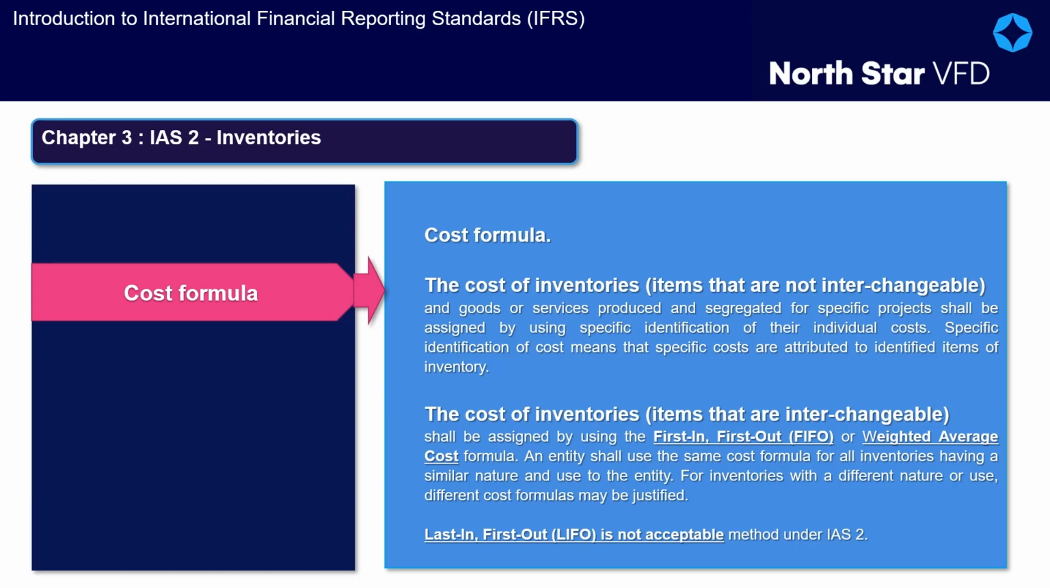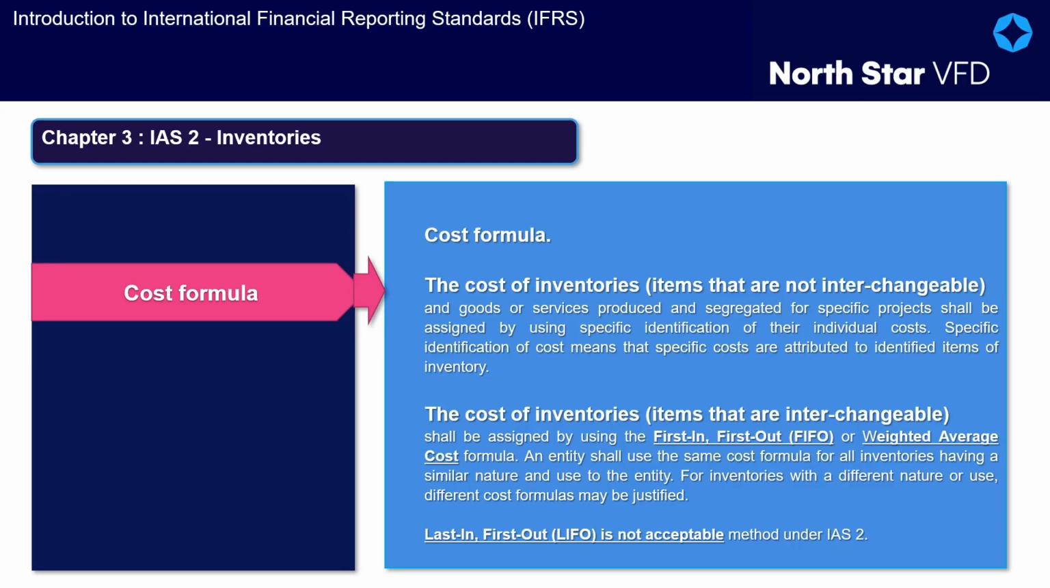Cost formula for the cost of inventories of items that are ordinarily interchangeable. The cost of inventories of items that are ordinarily interchangeable shall be assigned by using the first-in, first-out (FIFO) or weighted average cost formula. Where it is necessary to use a cost flow assumption, that is, when there are large numbers of ordinarily interchangeable items, IAS 2 allows either a FIFO or a weighted average cost formula to be used.